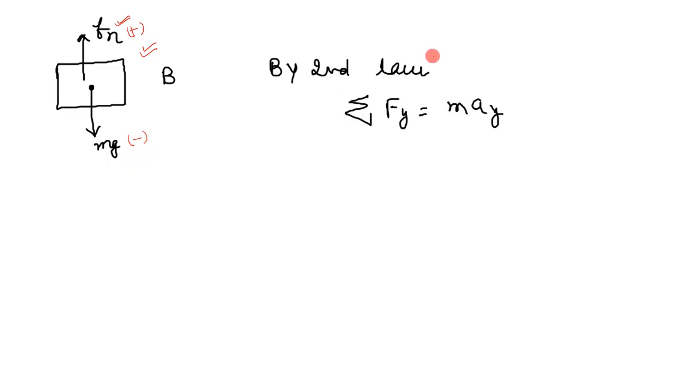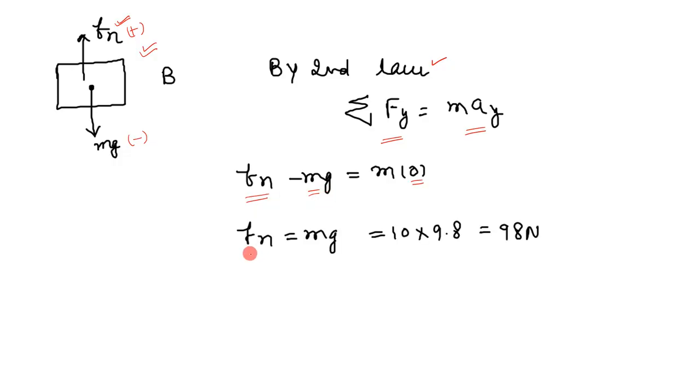Again, if we apply Newton's second law, sigma Fy is equal to m Ay. Ay here again will be 0, and sigma Fy expands to small fn with a positive sign and mg with a negative sign. On simplifying, it gives fn equal to mg. The answer for the normal force on block B will be 98 Newton.